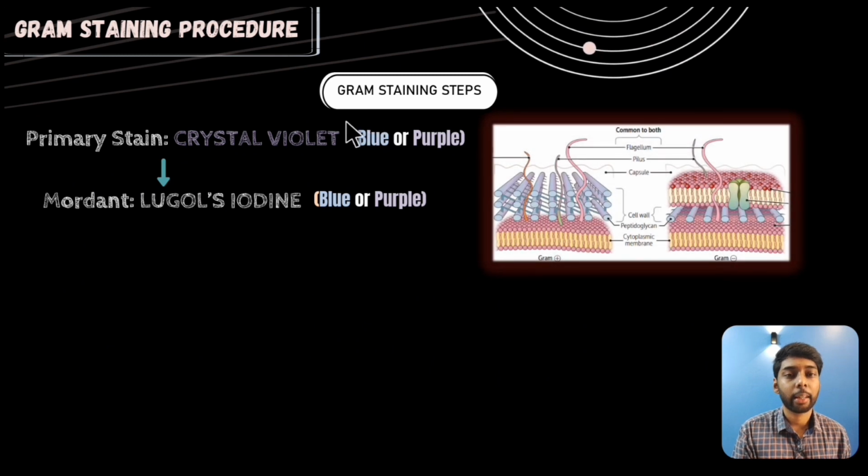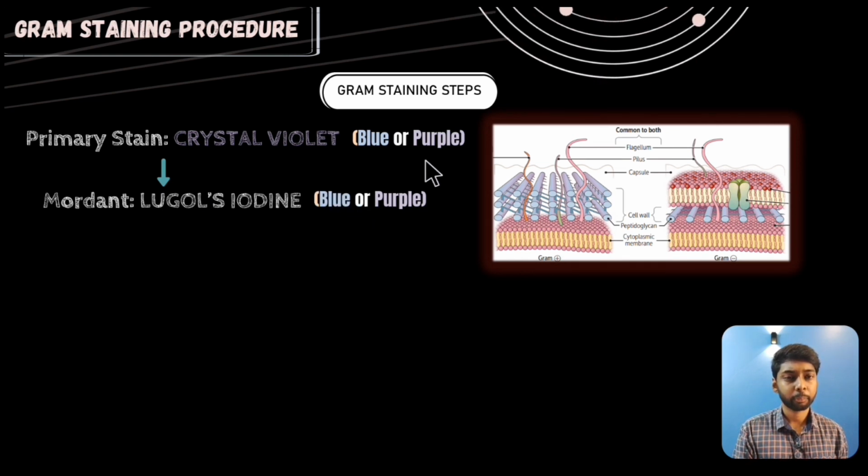Now the actual steps, right? So in gram staining, the goal is to differentiate between two types of bacteria, whether the bacteria is gram-positive or gram-negative. As I said, first we will use a primary stain to pierce through both of the cell walls, and in this case we will use crystal violet, and both of the cell walls will dye blue or purple.